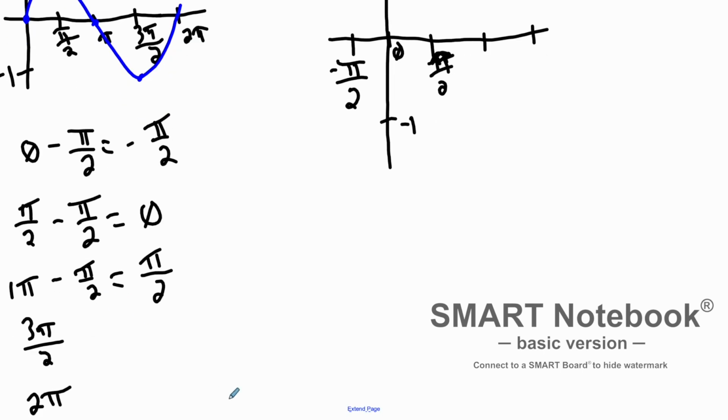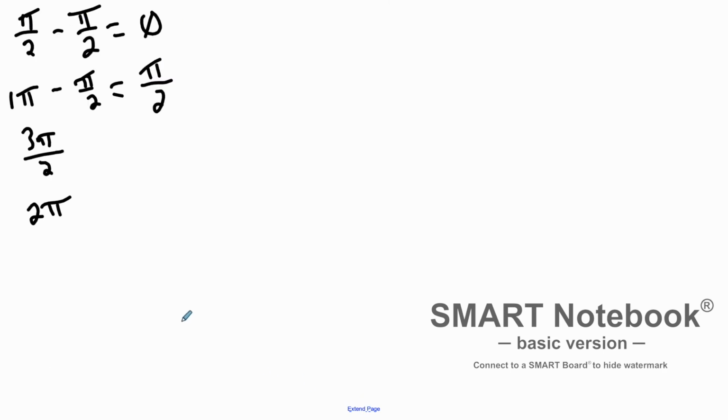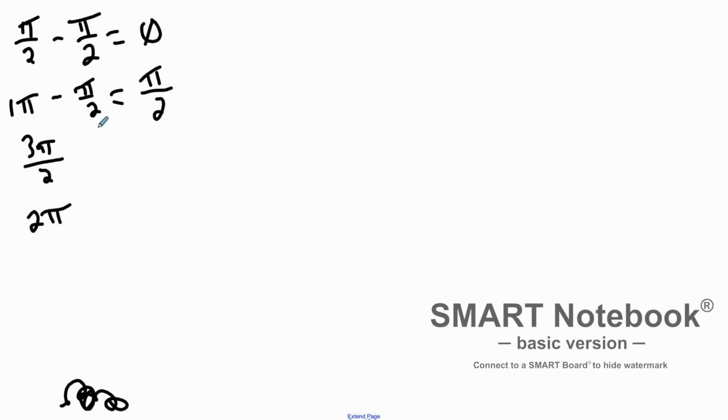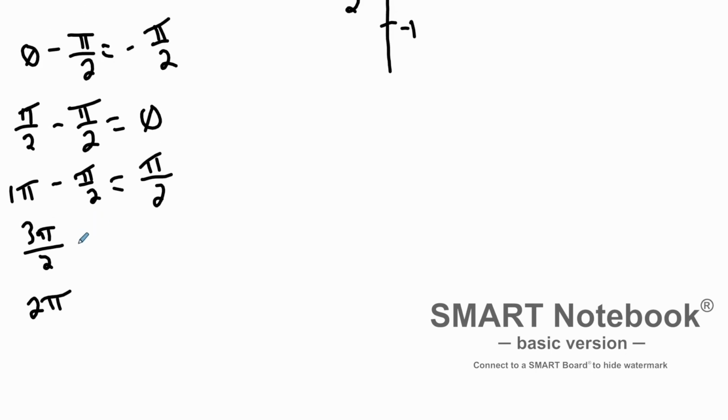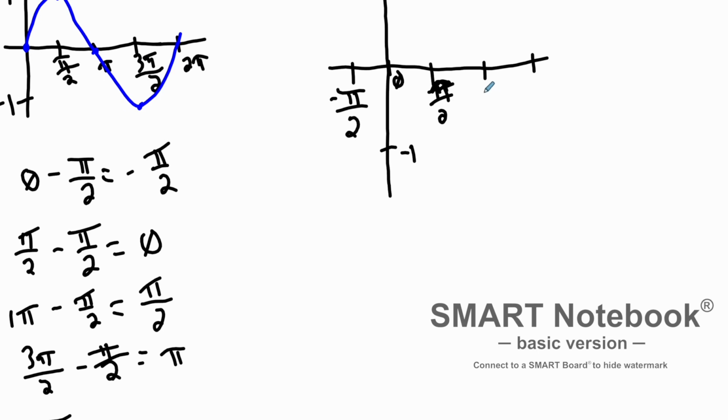All right, up next, pi. Computer's freezing. Oh, it didn't scroll down all the way. There we go. 3 pi over 2. Let me put some scribbles here so it won't get rid of the bottom part. 3 pi over 2 minus pi over 2. Well, this is just going to give us pi. All right, 3 pi over 2 minus 1 pi over 2 would give you 2 pi over 2, which is just pi. So my next point is at pi.